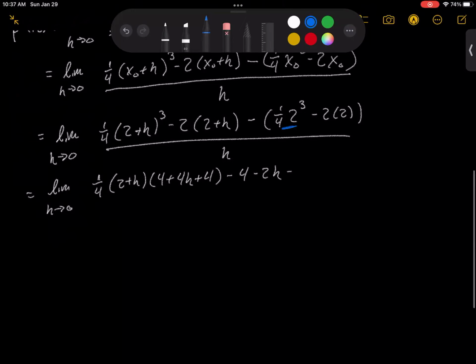This term right here, 2 cubed will give me an 8. 8 divided by 4 is a 2. So I'm subtracting a 2. And this minus sign, that minus sign means that I'm going to add a 4.